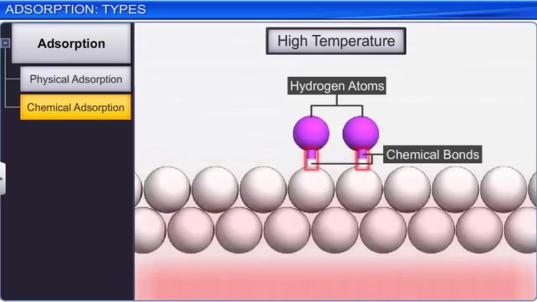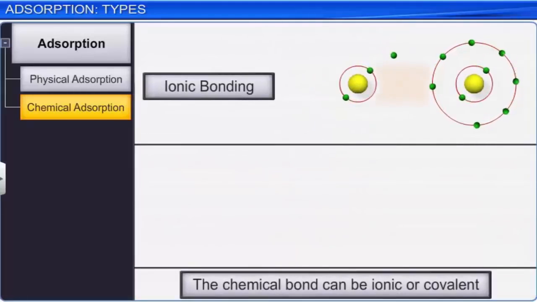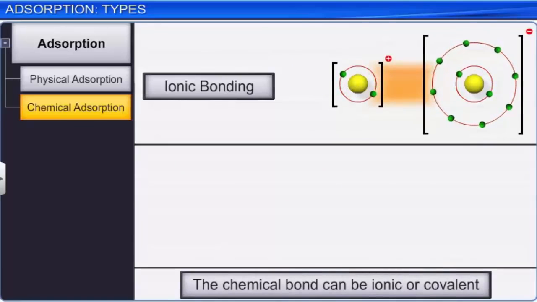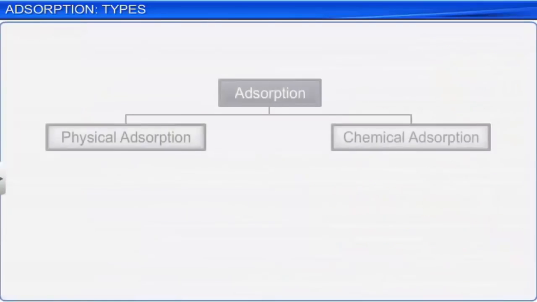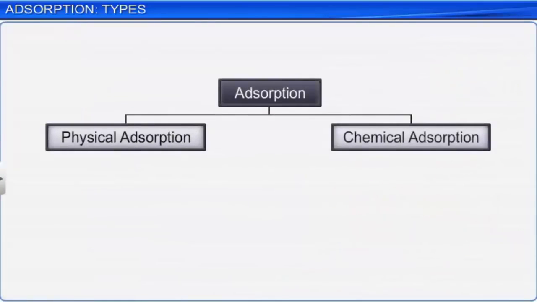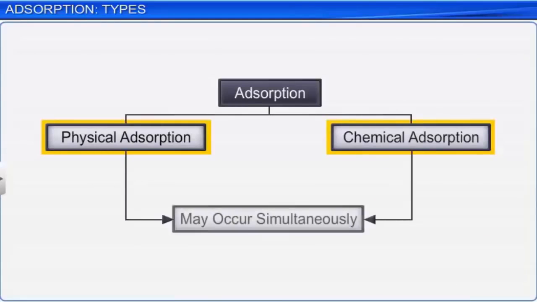The chemical bond can be ionic or covalent in nature. In some cases, both physical and chemical adsorption may take place at the same time, and it may not be possible to identify the types of adsorption.